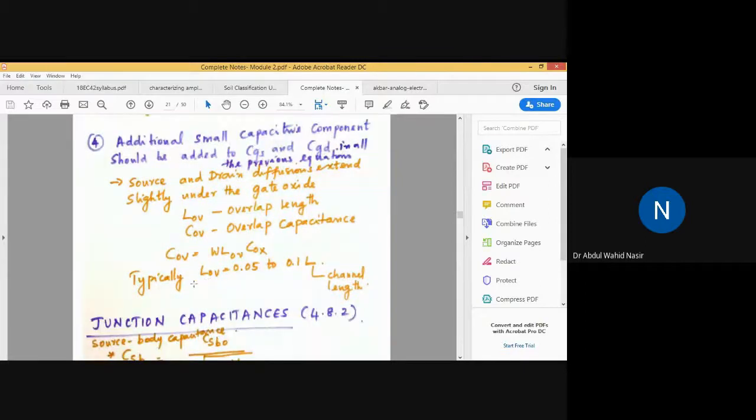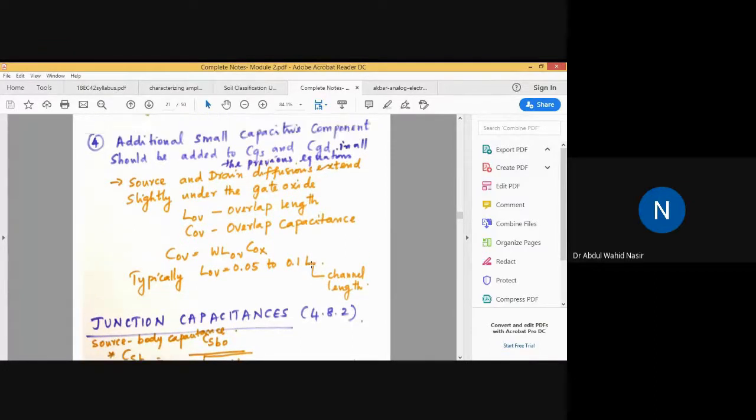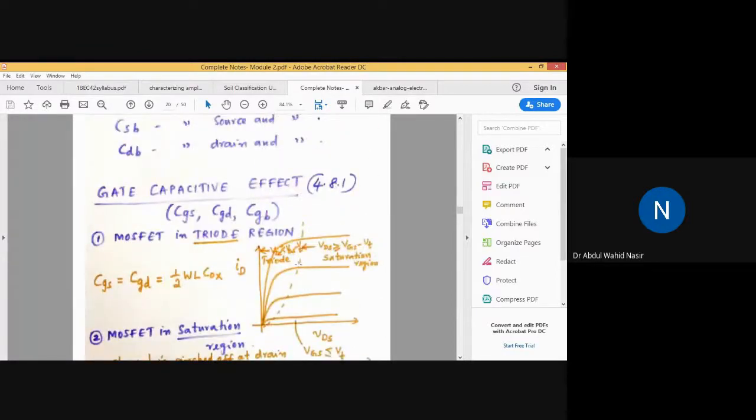Typically, for the MOSFET, the overlap length LOV varies from 0.05 to 0.1 of L. Whatever channel length you have, the LOV is 0.05 times L to 0.1 times L. Okay, this is your channel. So we have seen the three capacitances, CGS, CGD, and CGB.